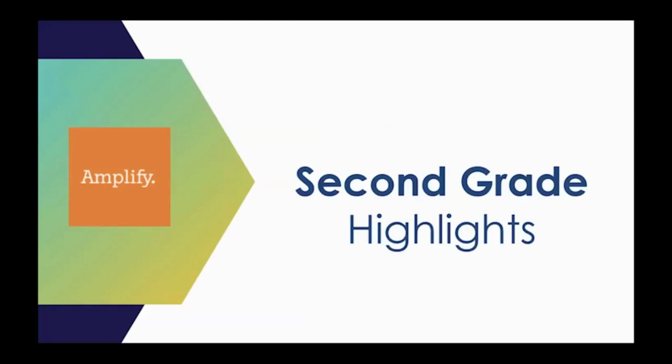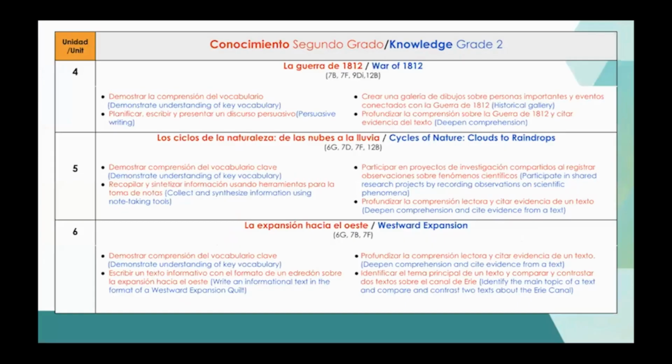Next, we have our second grade highlights. Second grade in Conocimiento and Knowledge will be covering units 4, 5, and 6. You do see the red and blue on here because, as you recall, in second grade, they are receiving ELAR and SLAR for the first time. So you'll see the things in red stand for Spanish and blue mean English. Pause your computer if you're a second grade teacher so you could take a look at what will be covered in quarter 2.